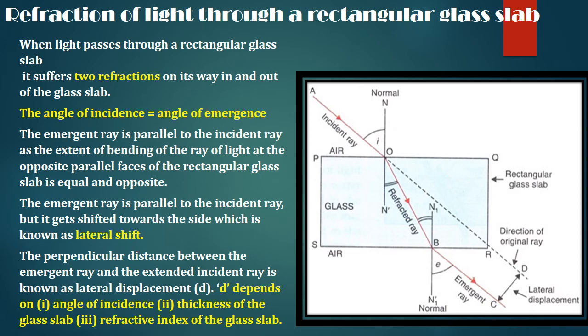The angle of incidence is equal to the angle of emergence. The emergent ray is parallel to the incident ray as the extent of bending of the ray of light at the opposite parallel faces of the rectangular glass slab is equal and opposite. The emergent ray is parallel to the incident ray, but it gets shifted towards the side, which is known as the lateral shift or lateral displacement. The perpendicular distance between the emergent ray and the extended incident ray is known as lateral displacement D. So D depends on the angle of incidence, thickness of the glass slab, and the refractive index of the glass slab.